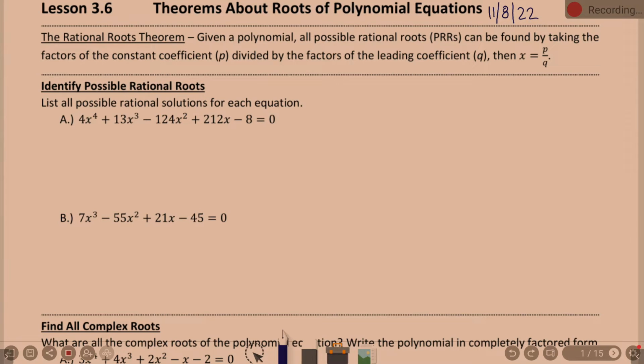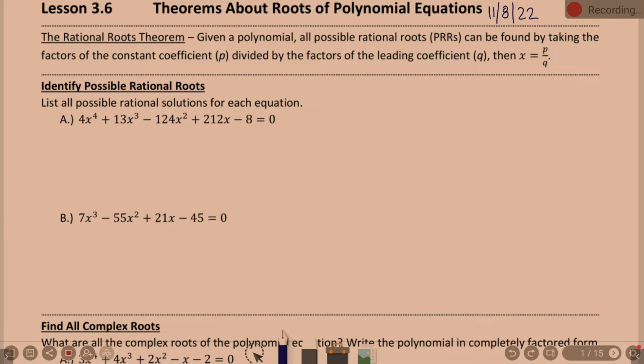Which is the theorems about roots of polynomial equations. The big one we're looking at, and the only one we're looking at, is something called the rational roots theorem. And when we talk about roots, remember roots are words for zeros, solutions. We're talking about finding roots, solutions, zeros, all interchangeable words there.